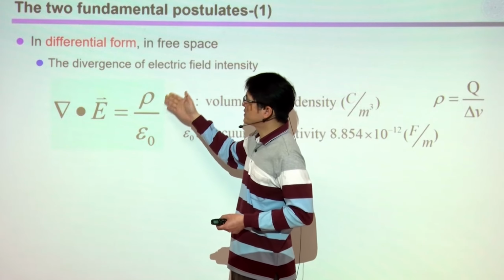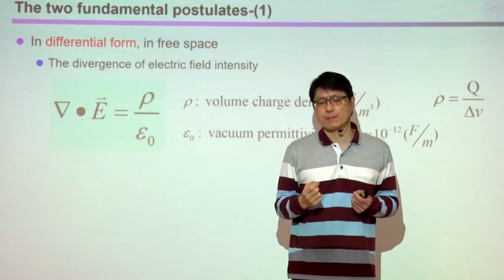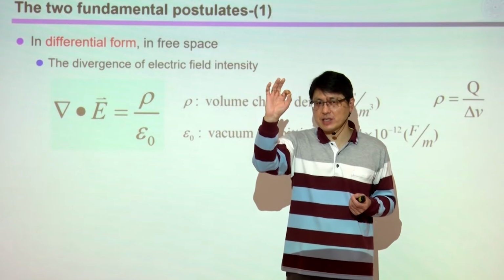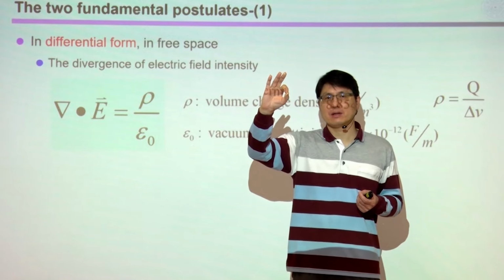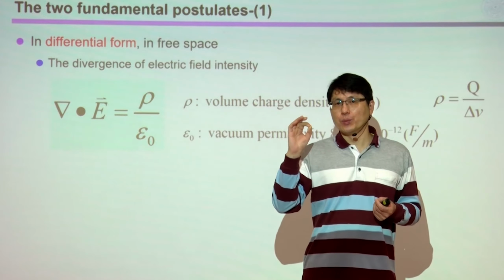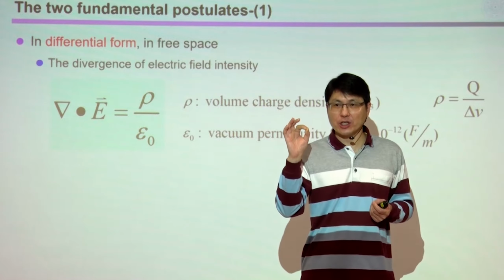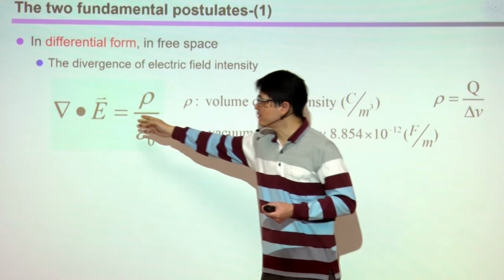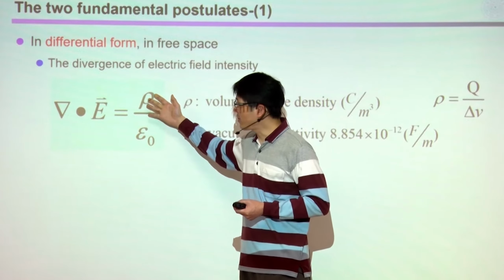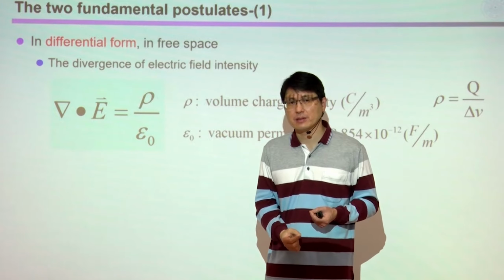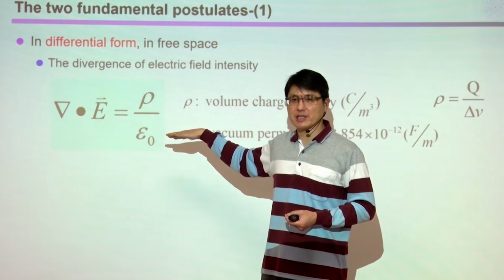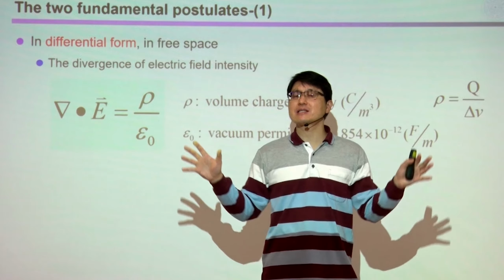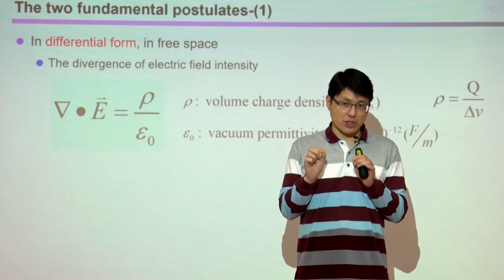But look at this fundamental postulate and ask yourselves, if you have a single charge sitting in space, not moving, what would its E field intensity look like? According to the equation, divergence of the vector field is equal to a scalar, and that scalar tells you how much charge you have. Just by this simple divergence relation, you are already capable of drawing some picture of the resulting field distribution.